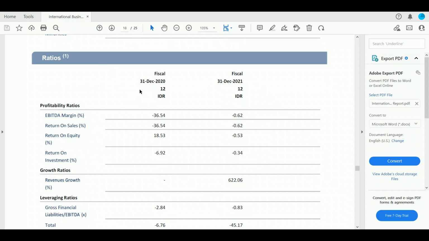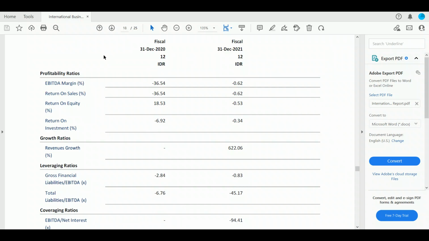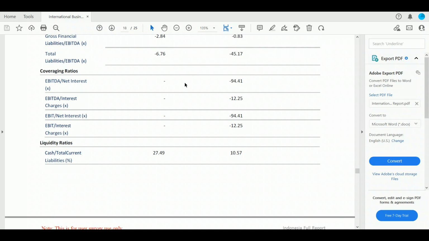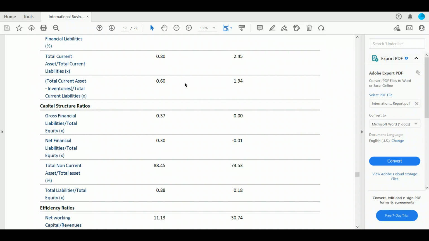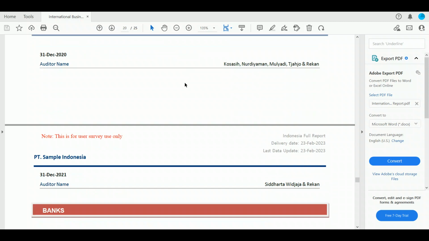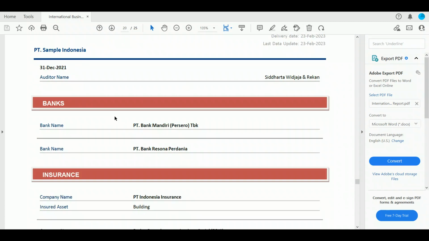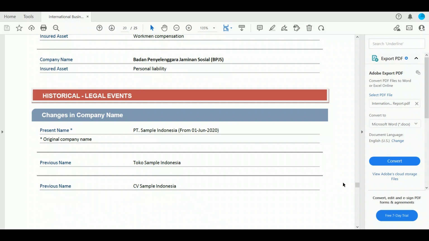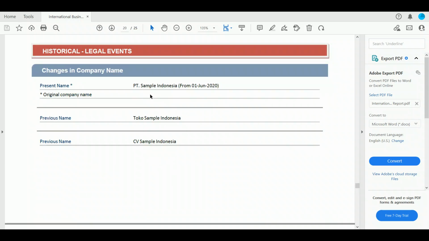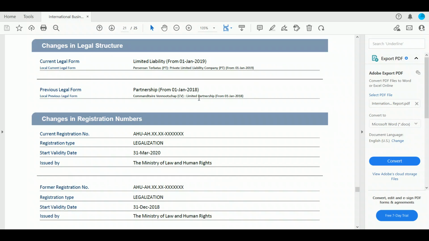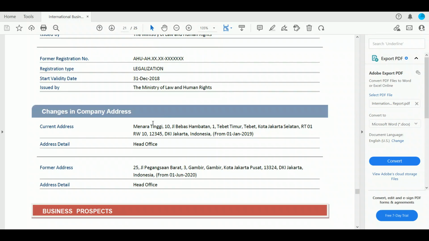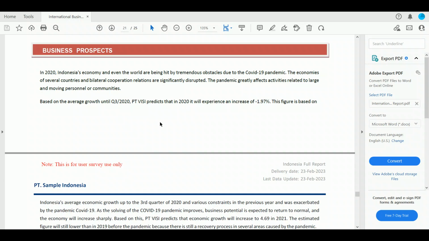Then next is the ratio information, like what are their profitability ratios or growth ratios, leveraging ratios, and so on and so forth. And next is who are their auditors, the banking informations, the insurance informations, and the historical or the legal events that can be found through the official sources. Is there any change in the legal structure, change in company addresses, and etc.